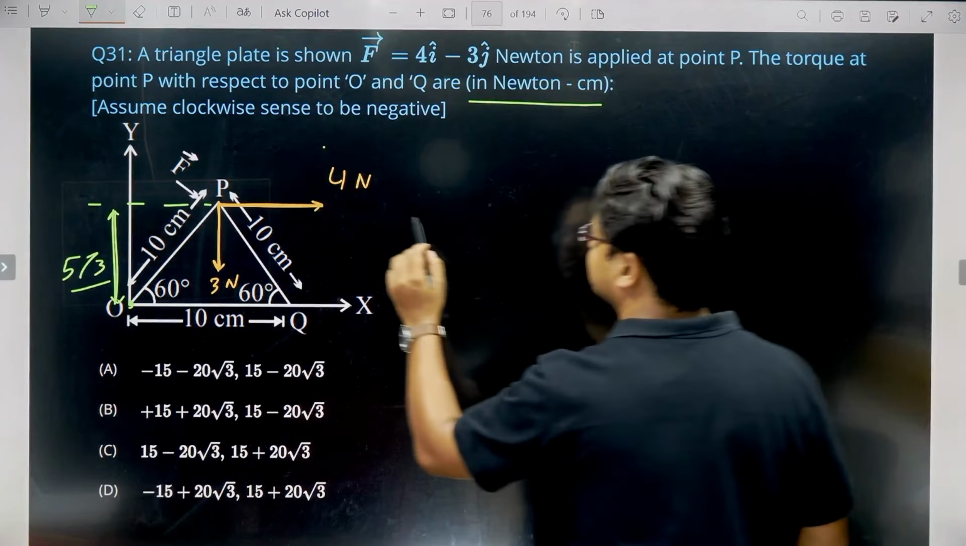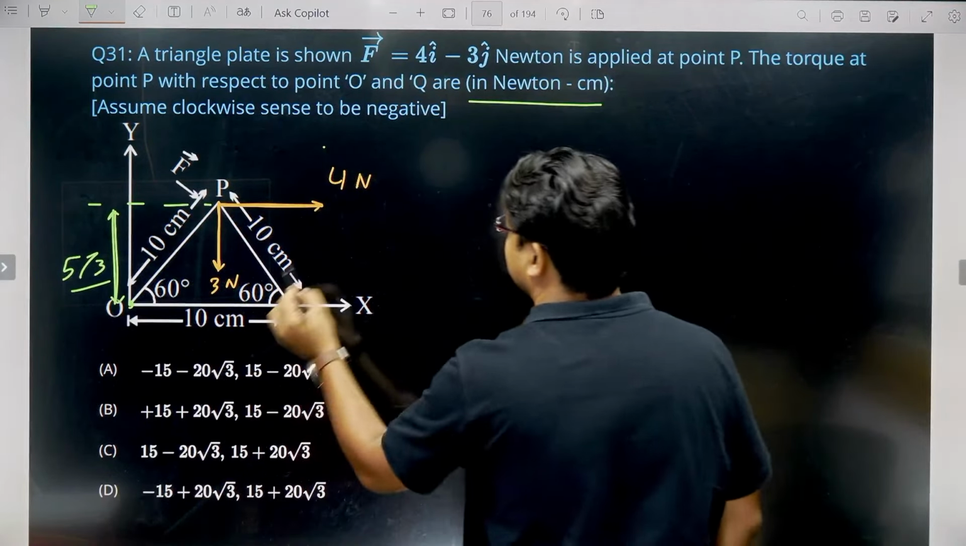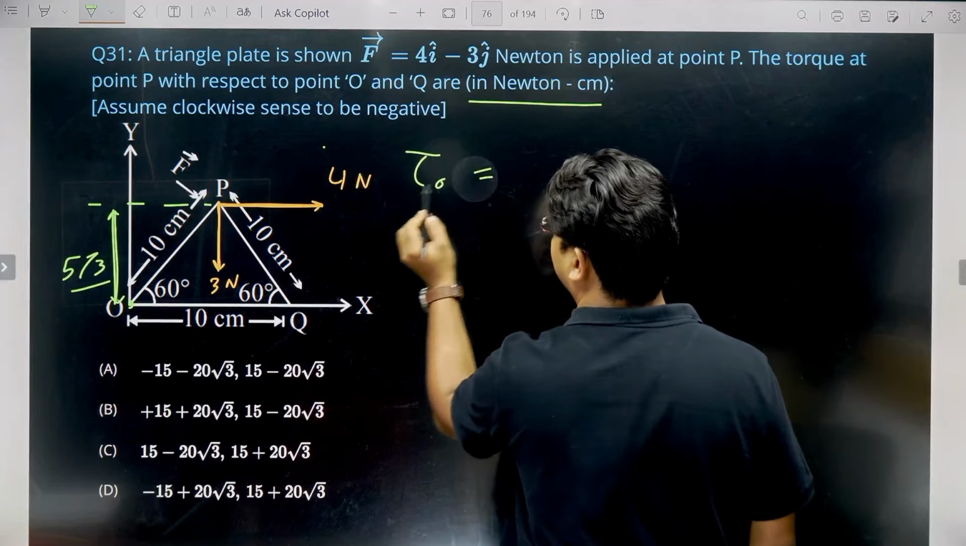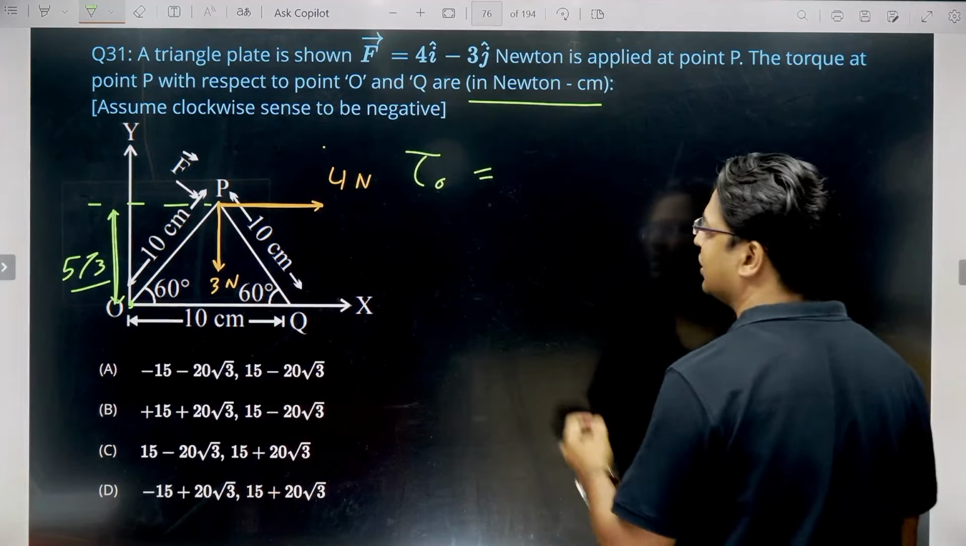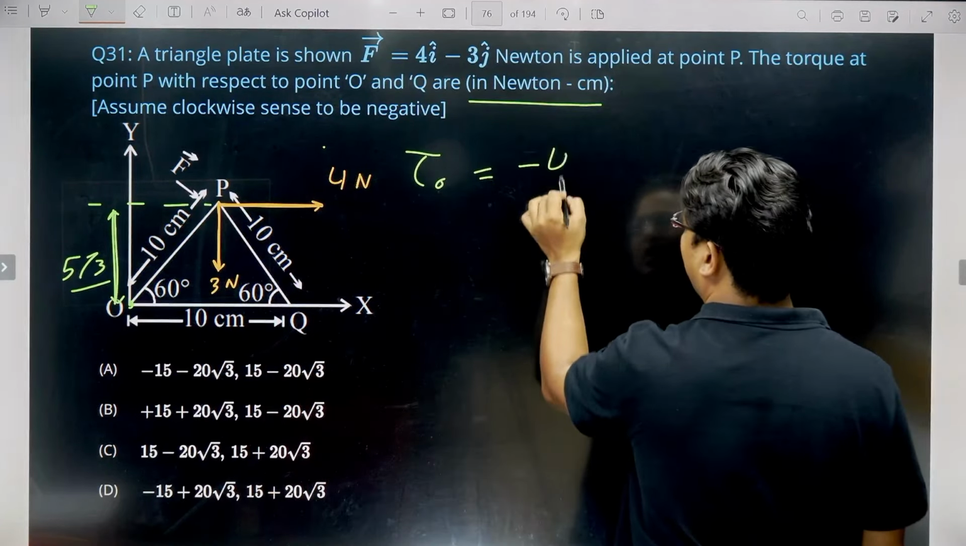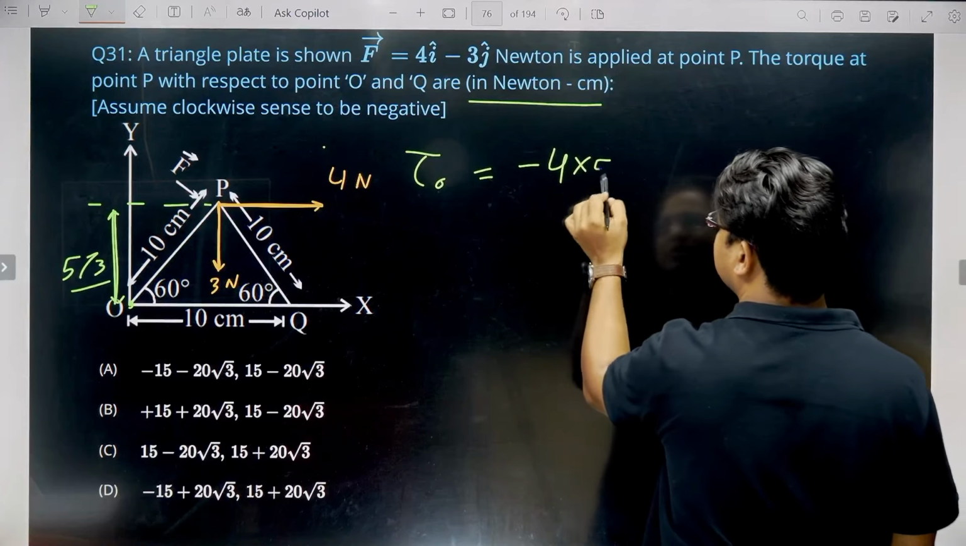Okay. The question also says that assume clockwise to be negative. So when I'm calculating torque about O, this 4 Newton will produce a clockwise torque, and therefore it is negative. And how much? Force into the perpendicular distance, so this much.